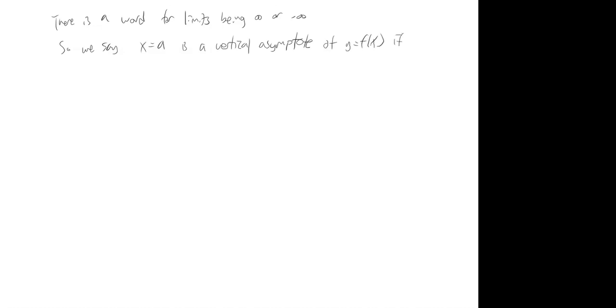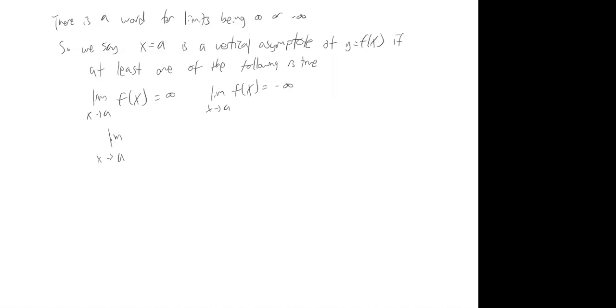Basically, this is the actual definition. If at least one of the following is true: the limit as x goes to a of f of x is infinity; the limit as x goes to a of f of x is negative infinity; the limit as x goes to a minus of f of x is... again, this minus is not negative a, it's as you approach a from the left.